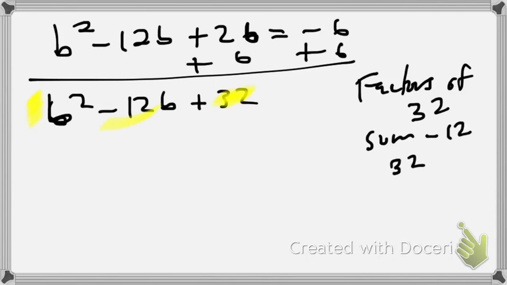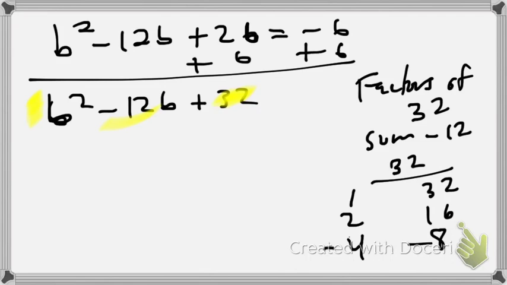Alright, so 32 factors, 1 and 32, 2 and 16, 3, no, 4, yes, and 8. Alright, so I think we got our match. So 4 times 8 gives us 32, but 4 plus 8 gives us 12. We want negative 12. Well, if we make both of those negative, their product is still 32, but now their sum is negative 12. So we're going to come up here, draw our 2 sets of parentheses.